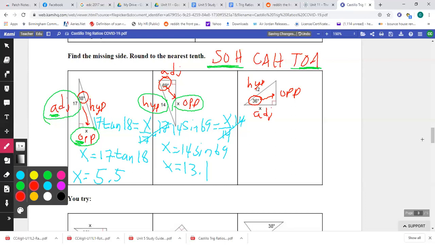Once again, identify what's given. That's the 12, that's your hypotenuse. And what are you looking for? The x, which is the adjacent. So adjacent and hypotenuse. This time, I look for the A and the H in the Sohcahtoa. That's cosine. So this problem, I'm going to do cosine of 36.